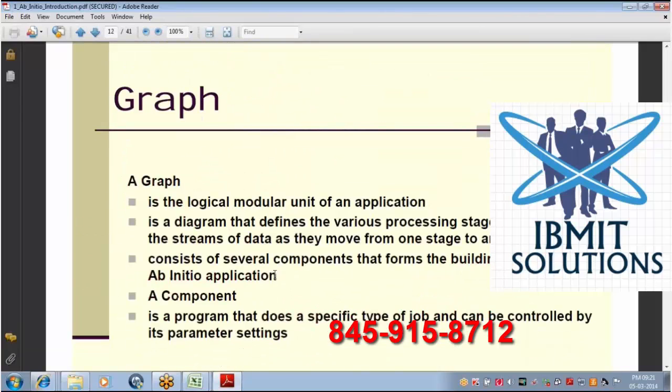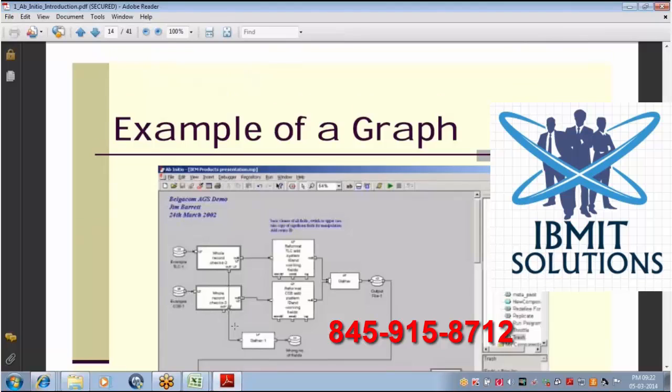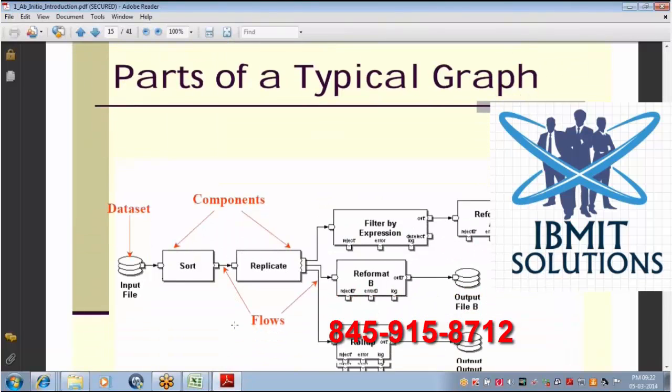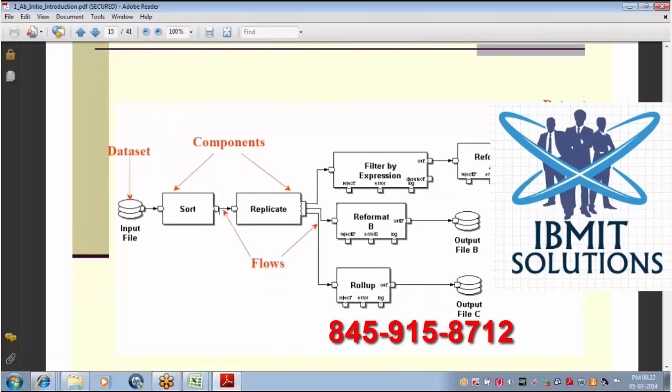So what is a graph? You can see here, this is a graph completely. This is your input, that is my source, and these are my outputs, which are nothing but targets. In between, including input and output, all these boxes you see are called components.